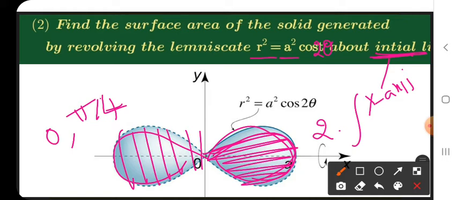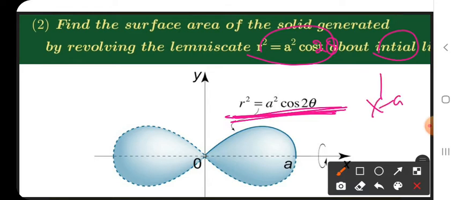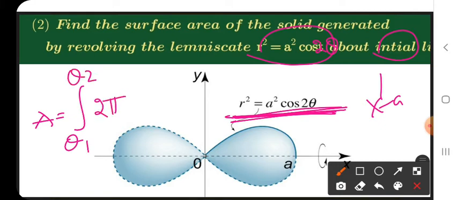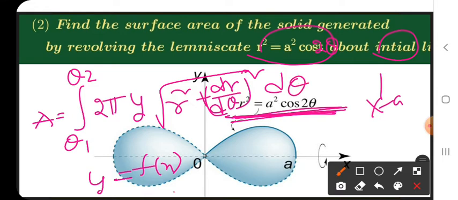Okay, next. This is in polar form. r square equals a square cos 2 theta is in polar form, and on the x-axis, what is the formula? A equals integral theta 1 to theta 2 of 2 pi, and for the initial line what do we write here? f of x. But what is f of x? f of x equals y, so I write 2 pi y root of r square plus dr by d theta whole square d theta. This is the formula of surface area.